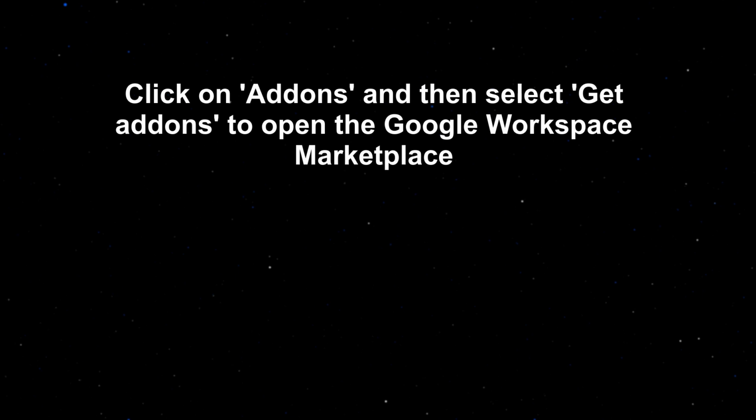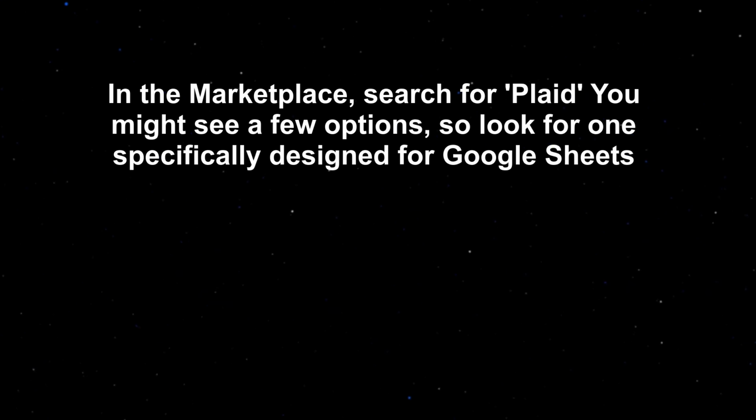menu at the top. Click on Add-ons and then select Get Add-ons to open the Google Workspace Marketplace. In the Marketplace, search for Plaid. You might see a few options, so look for one specifically designed for Google Sheets.